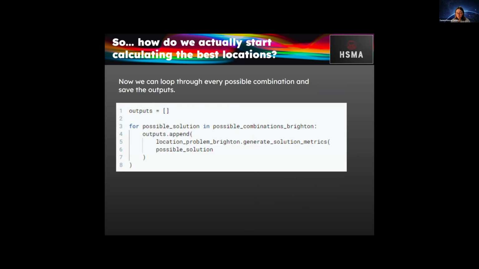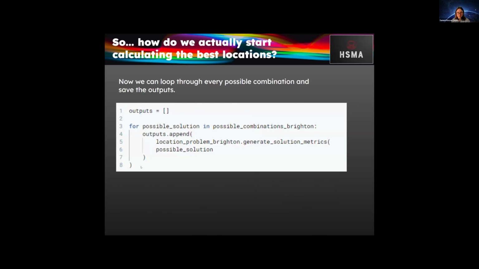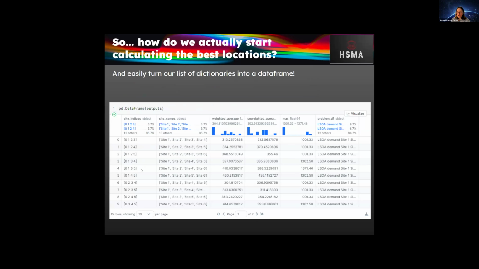We basically do this bit where we create the location problem. We've created the location problem a moment ago. We generate the solution metrics. We pass in one of these possible solutions, and it starts to build us up a collection of all of these metrics, all of these data frames for every possible solution, every possible one of these combinations. And even better than that, all we have to do is do pd.DataFrame, and all of our outputs turn into a table that we can use.